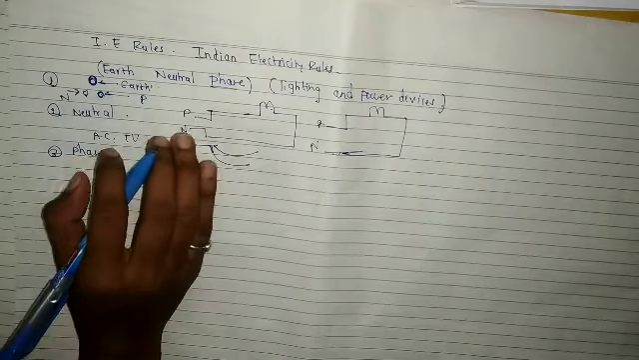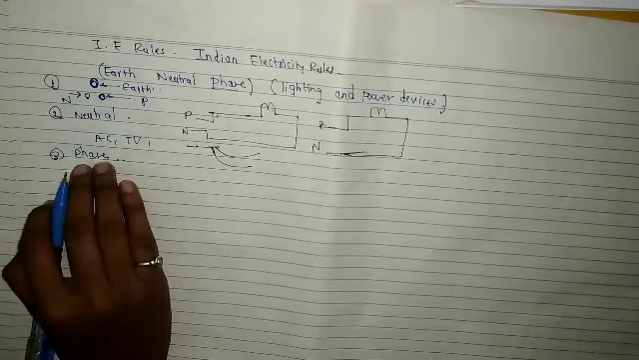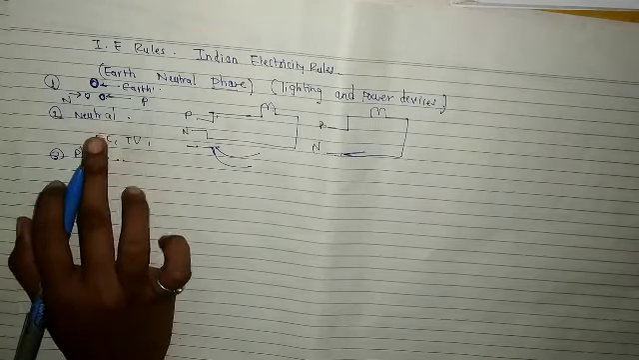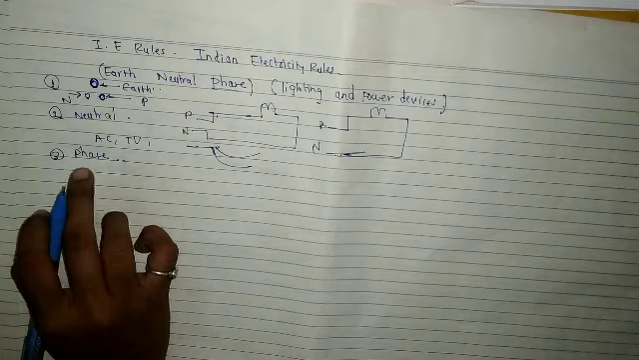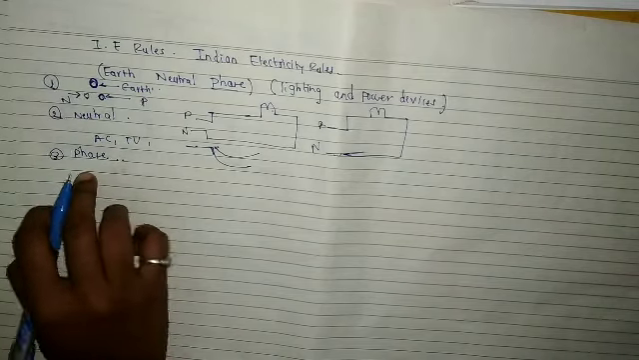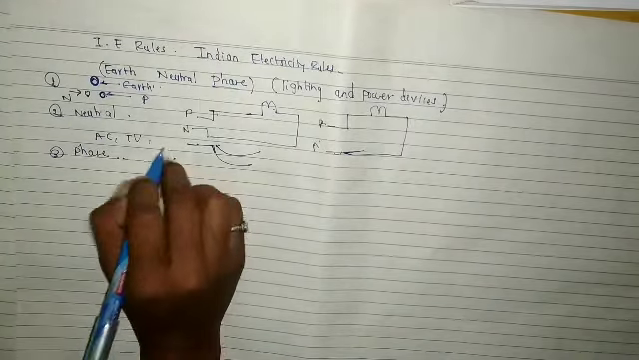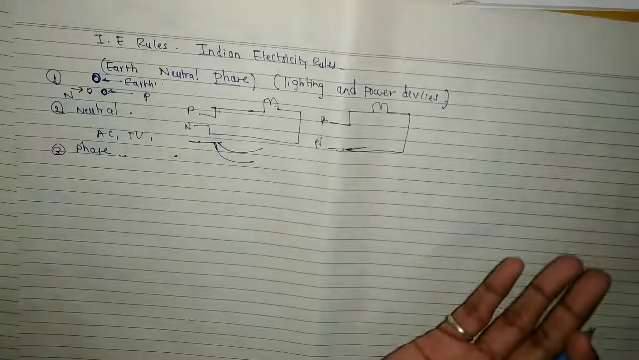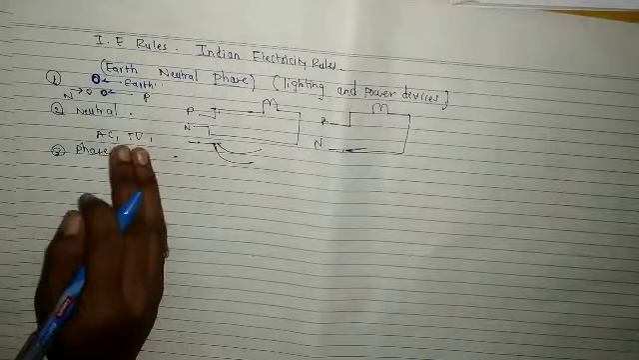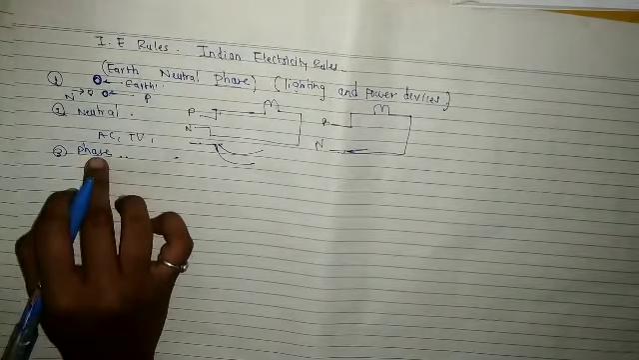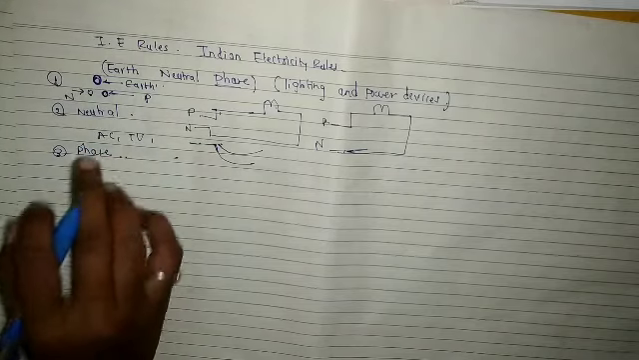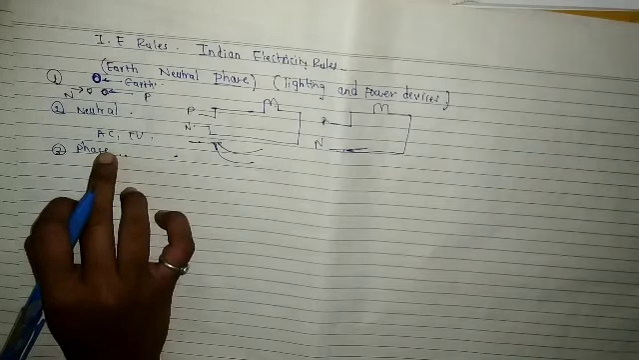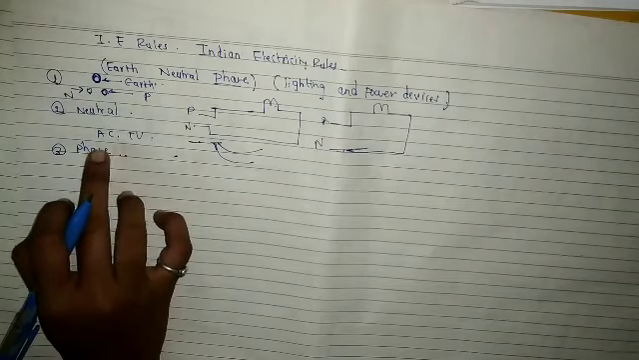Phase should not be linked. We must not link the phase wire. Neutral wire has to be linked. Why? Because if you want to switch on the TV, then only the TV must turn on, not our fridge or any other AC. Only the TV must turn on. So we just link the neutral, and we do not link the phase wire.